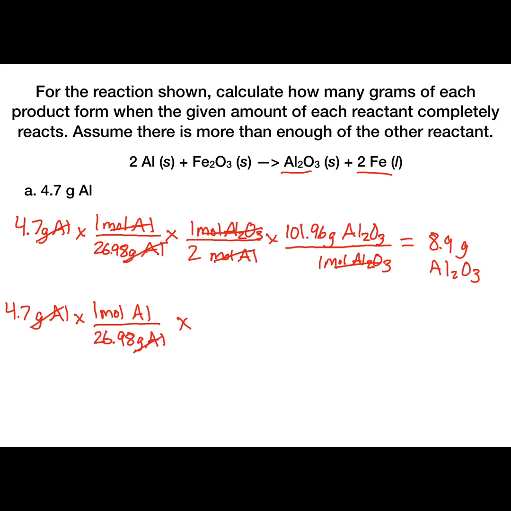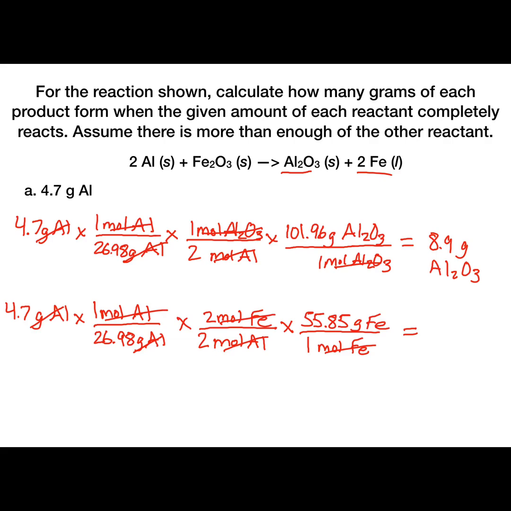Now in this case, there is 2 moles of aluminum for every 2 moles of Fe. Moles of aluminum cancels out, times. Now we need to find the mass of Fe using the periodic table. And we have 55.85 grams per mole. So we have 1 mole is equal to 55.85 grams. Okay, so our moles cancels out and we're left with grams.